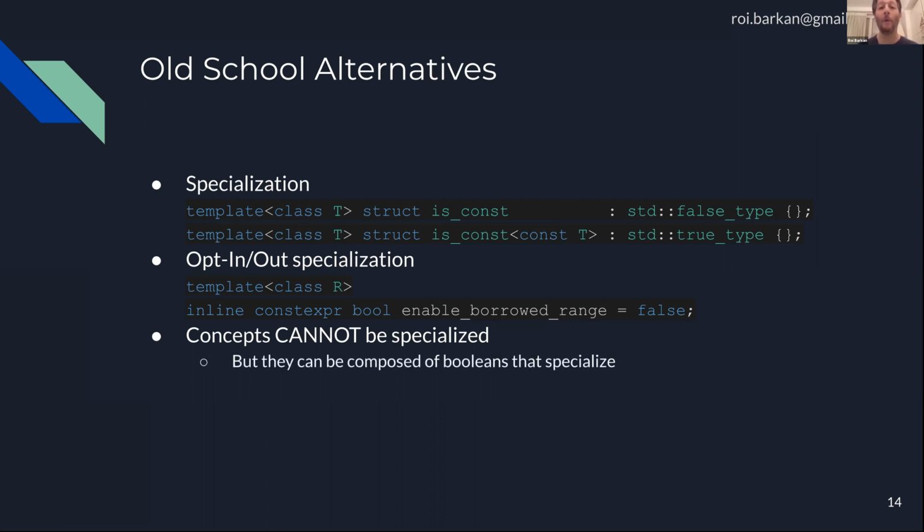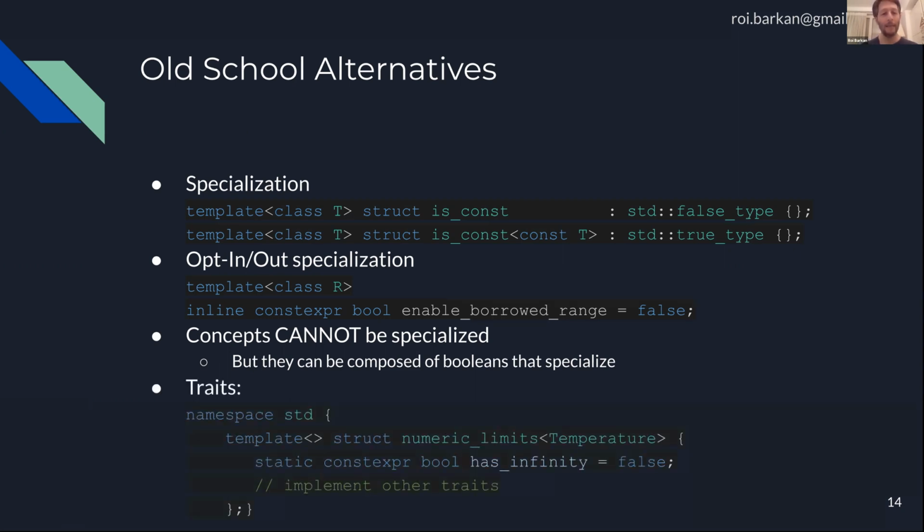But anyway, it's not very important, because as we saw, we can define concepts based on type traits. And if my concept equals a type trait, then a user of my library can just as well specialize the type trait, and my concept will be as good as if it was specialized.